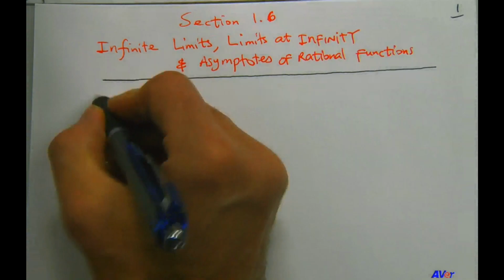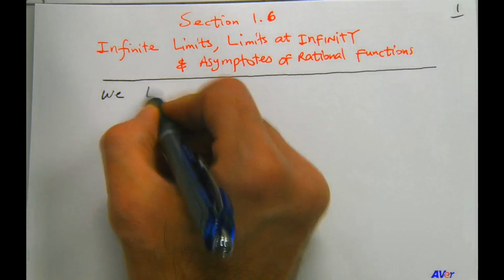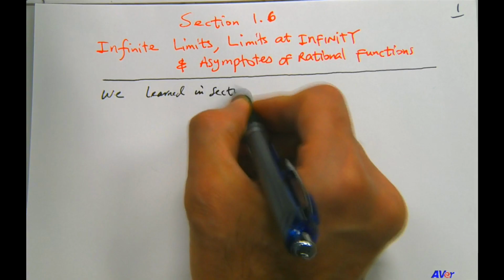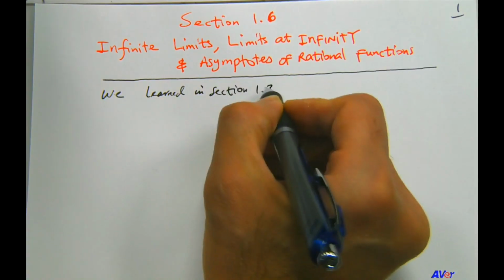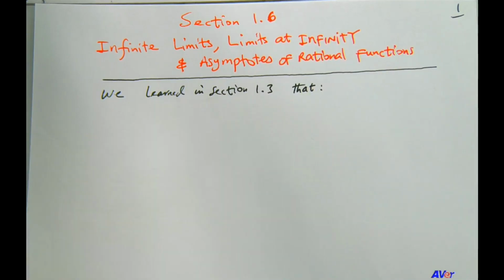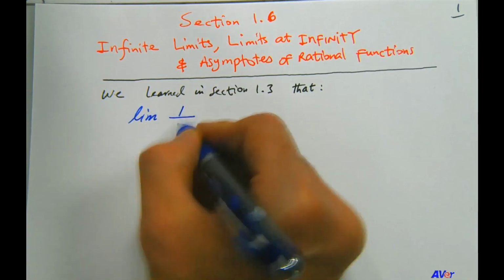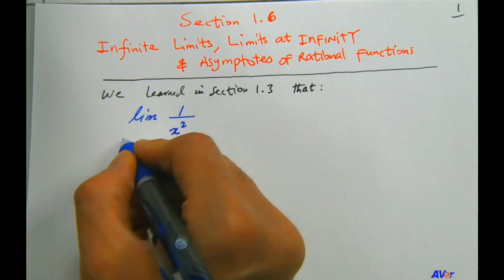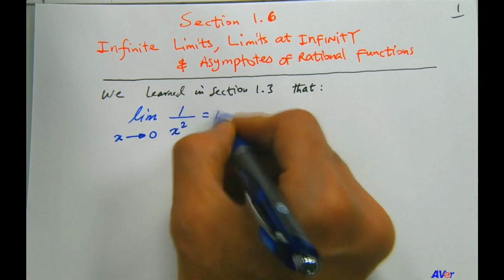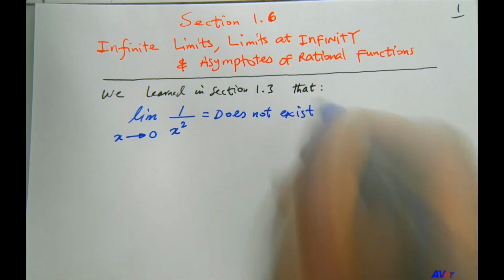Well, the first thing, let's look back at section 1.3, and we learned in that section that some limits do not exist, right? Such as this one: the limit of 1 over x squared, for example, as x approaches 0, does not exist. We learned this already.